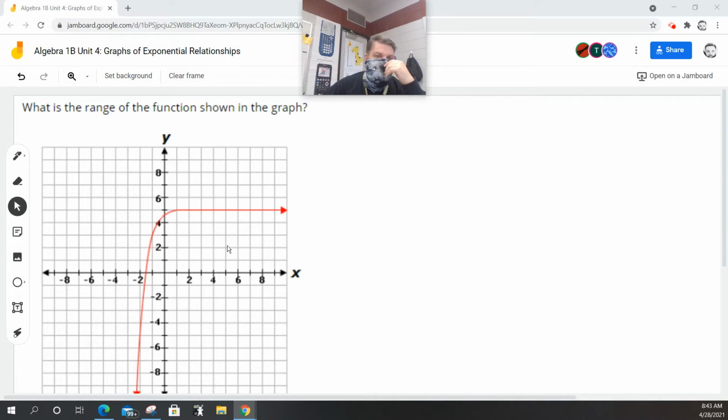So this question asks us, what is the range of this graph? Remember that exponential functions have what we call asymptotic behavior. What does that mean? Sounds fancy. Well, they look like this.